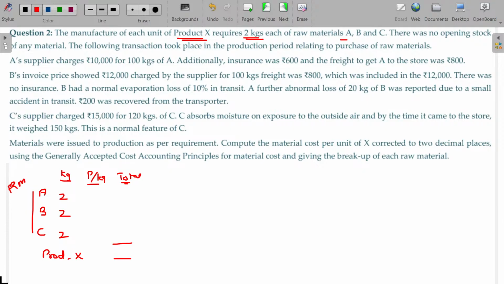To find out the cost per unit of raw material, we follow the earlier illustration. That's okay. For product X, only you have to find out the cost per unit. Thereafter, you can add up those things to find out the finished goods cost here. There was no opening stock of any material. The following transactions took place in the production period relating to the purchase of raw material. A's supplier charges 10,000 for 100 kgs of A.